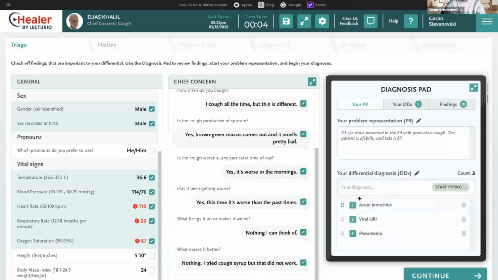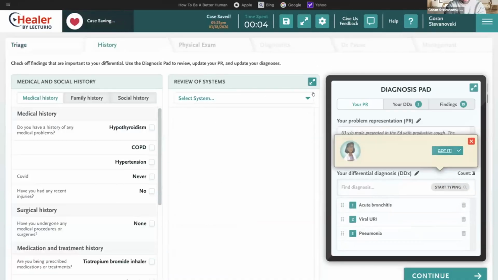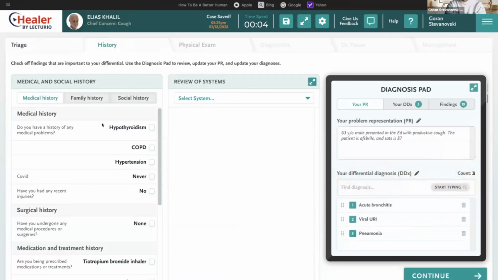So we don't know enough right now to say which one of these is the first one, but everything we add and everything that we write here is being noted in the background of the platform. So in the end, when we get feedback and AI feedback, everything that we mention is taken into consideration. Now, when I click continue here, I already moved from triage to patient history.